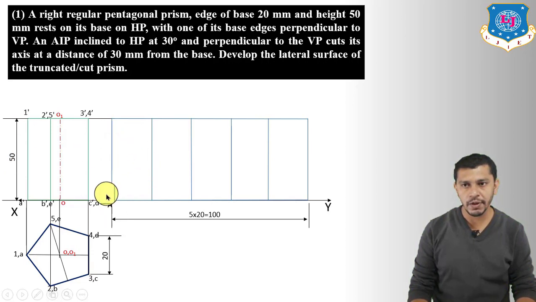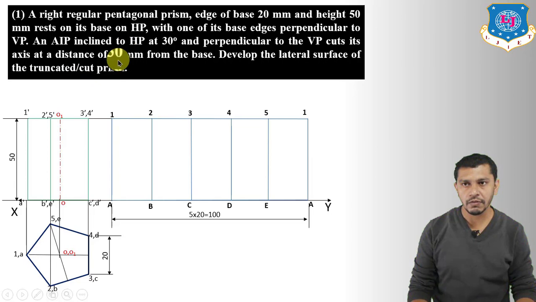So these points will be our A, B, C, D, E and A. This will be our 1, 2, 3, 4, 5 and 1. So this will be the front view, top view and the basic surface development of the pentagonal prism. Now we have to show the cutting plane, and after that we have to show the development of the lateral surface of the truncated prism.